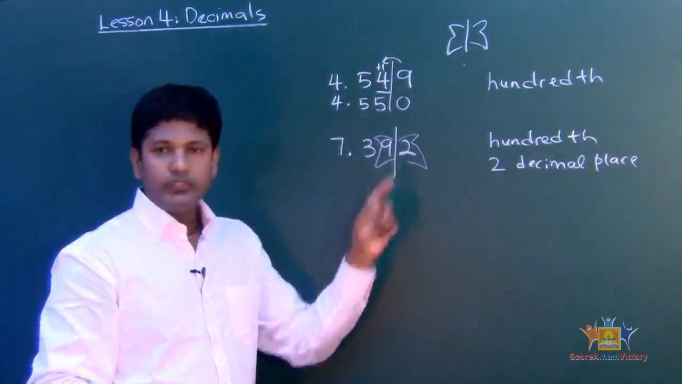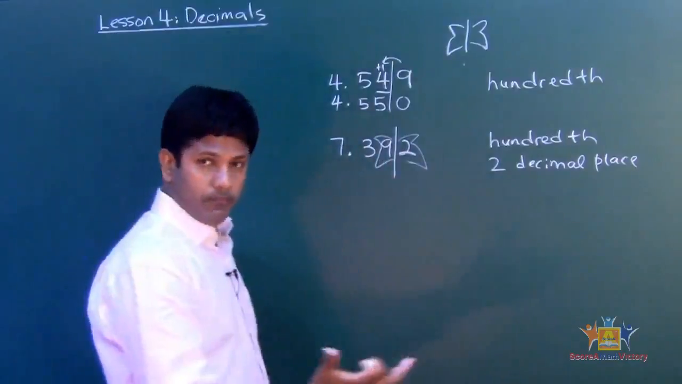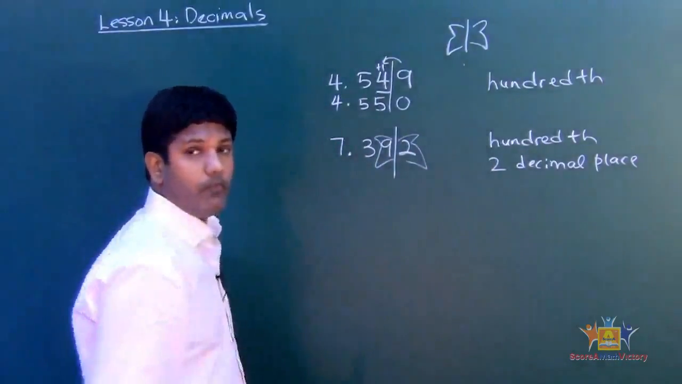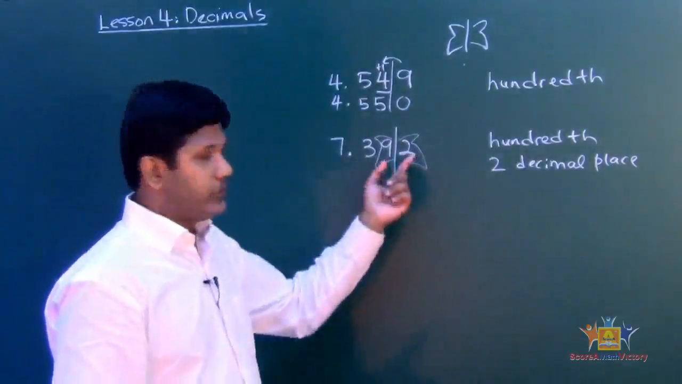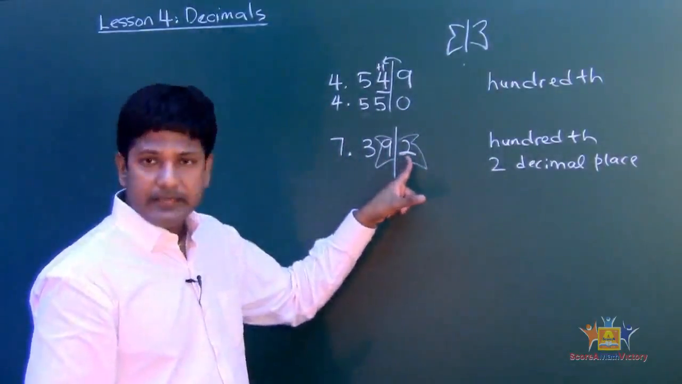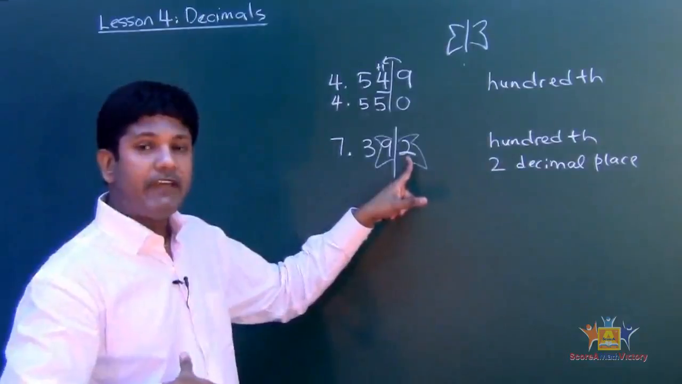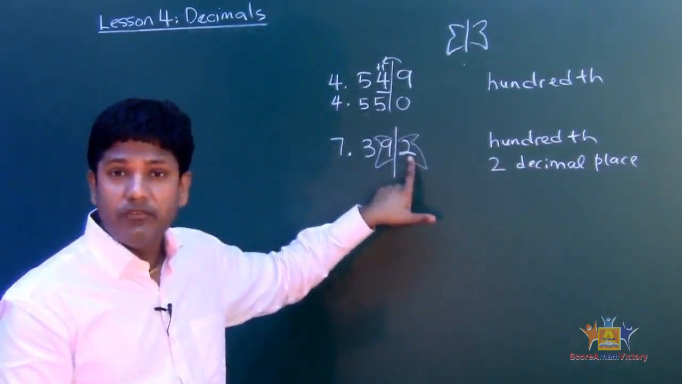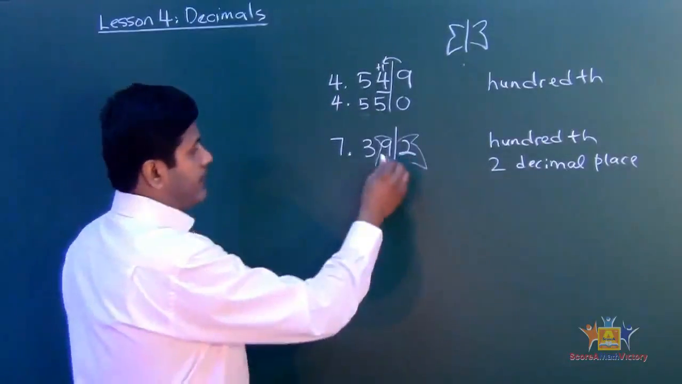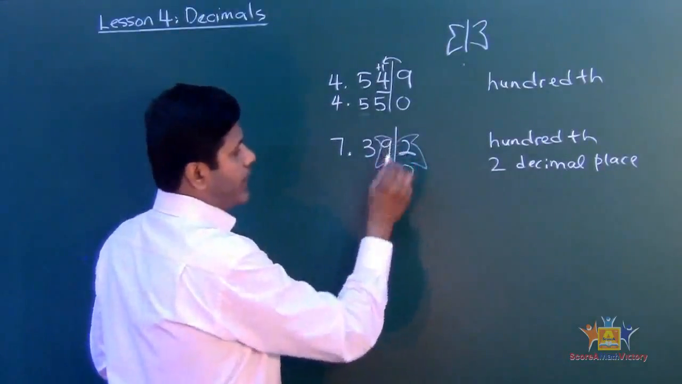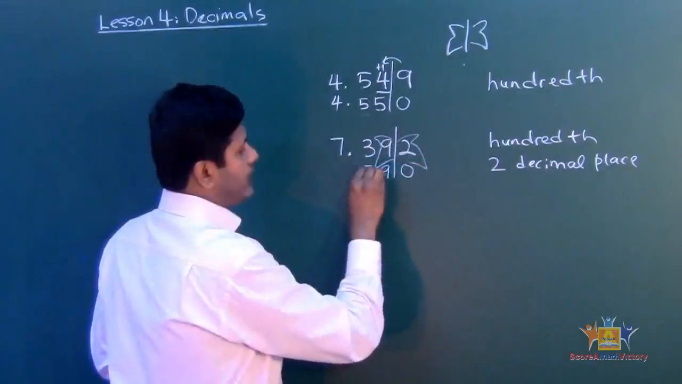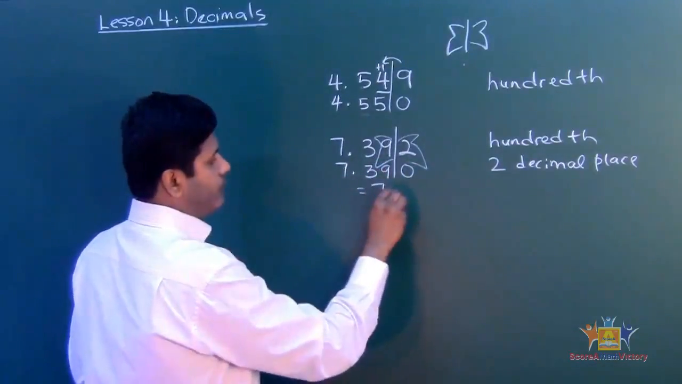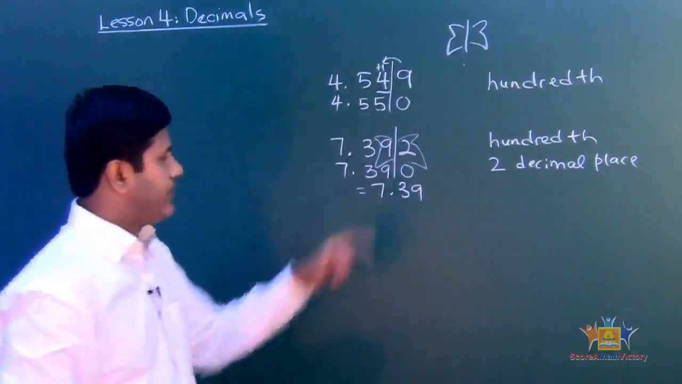The 2 is the right wing, and it makes the decision whether I add 1 to the left wing or not. Do I add 1? 2 is less than 5, so we don't. We leave it, but this one becomes 0. We don't add anything, just bring the 9 down, and then 3.7. So your final answer should be 7.39. You drop the 0.